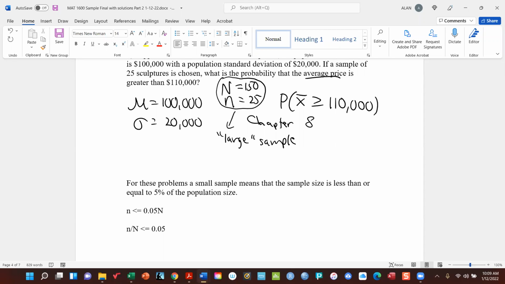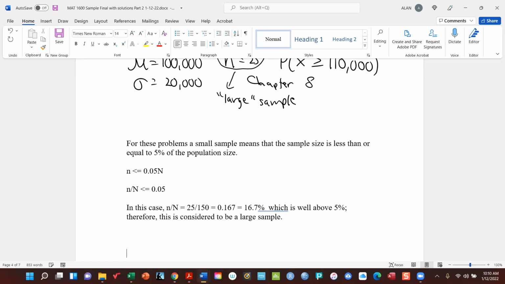Now here, in this example, that ratio, 25 out of 150, that's a pretty large ratio. That's 16.7%, which is well above 5%. Therefore, this is considered to be a large sample. Okay, so that tells me that I must make an adjustment when I calculate the standard error.